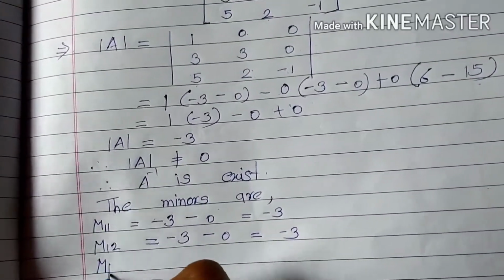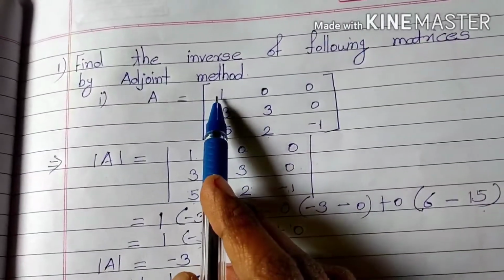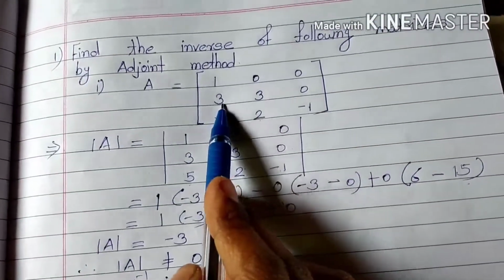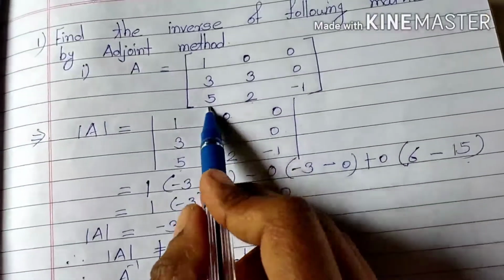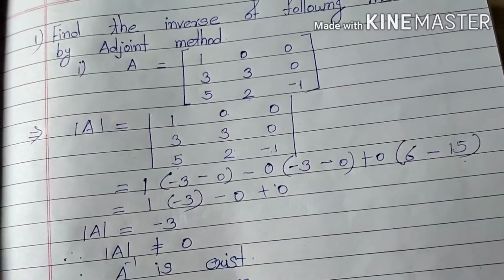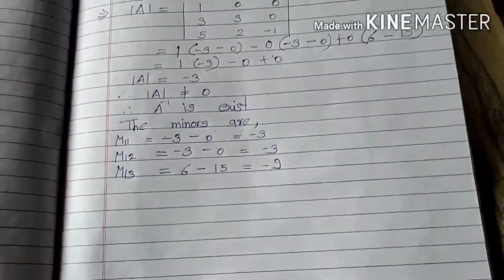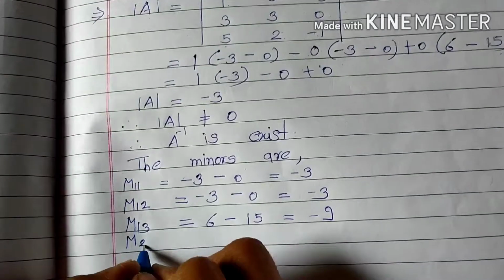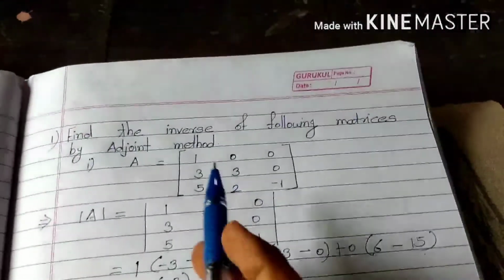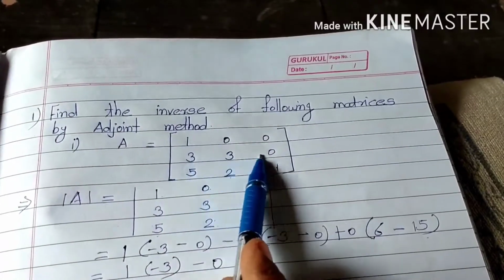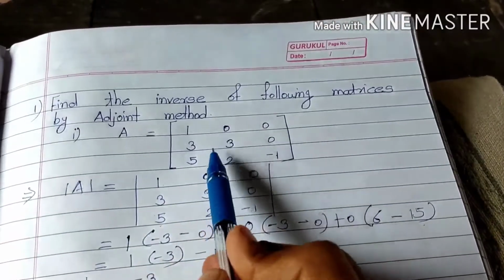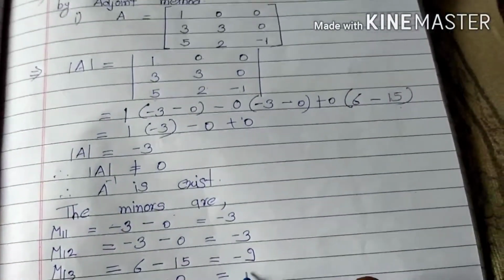Next M13. M13 is equal to, first row and third column, 3 into 2 6 minus 5 into 3 15. So the answer is minus 9. Next M21 is equal to, second row and first column. So remaining minus 1 into 0 0 and 2 into 0 0. So the answer is 0 minus 0 is equal to 0.